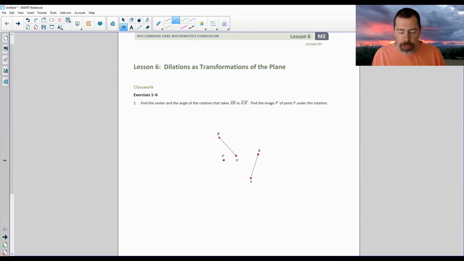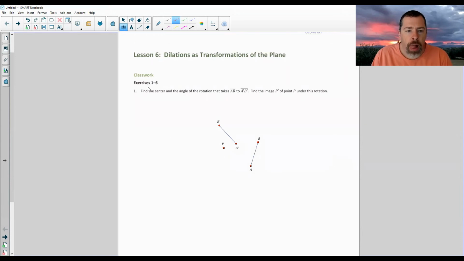Here we go. Okay, all right, this is lesson 6, dilations as transformations of the plane. So our first classwork exercise, 1 through 6, says to find the center and the angle of rotation that takes segment AB to A prime B prime. And then they want us to find where P prime would end up with that same angle of rotation.